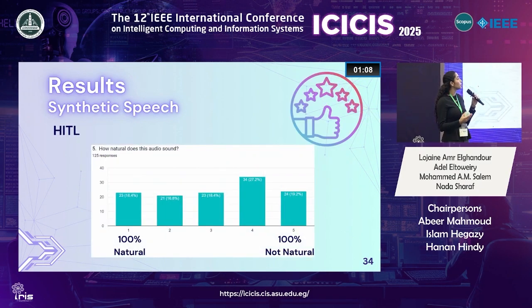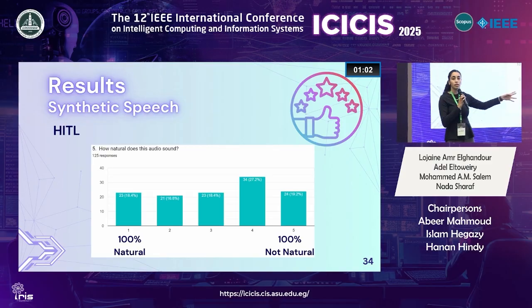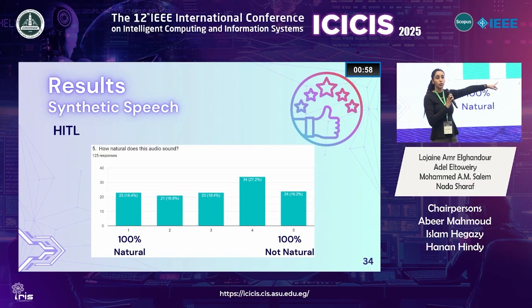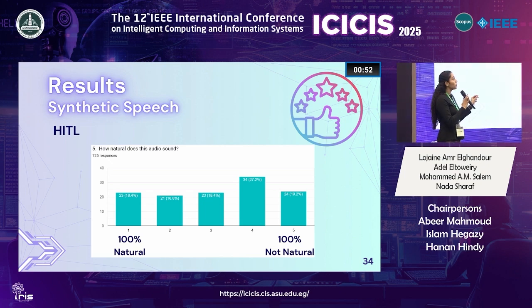For the human in the loop evaluation, the first question was asking about how natural does this audio sound. And as you can see, almost the whole scale has the same score, except for number 4, which is leaning more towards the not natural part, which backs up the FAD score, meaning that some humans were able to identify these differences in the synthetic audio file.